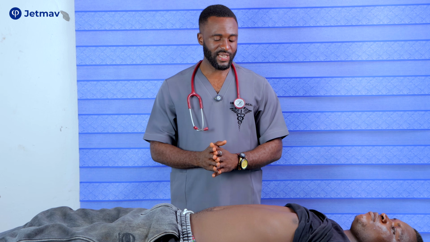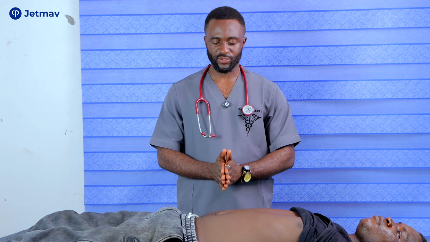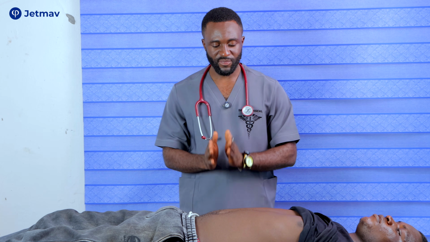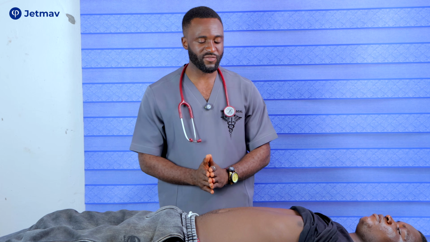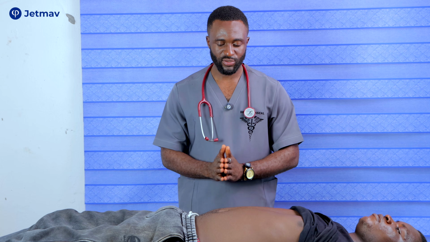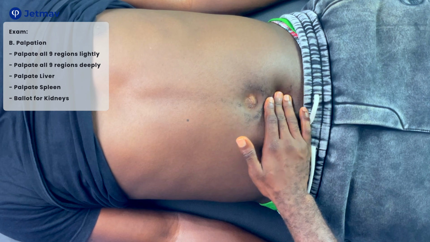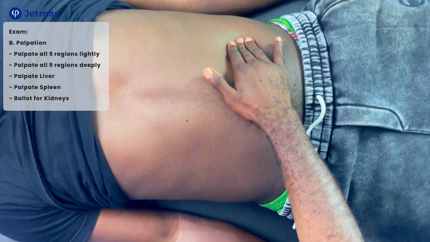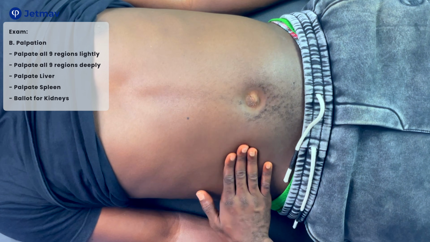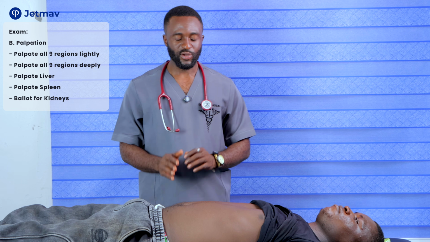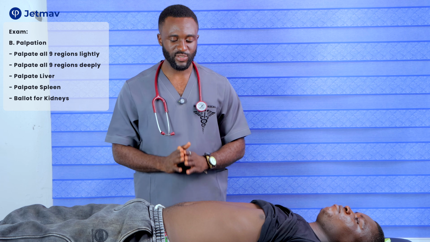Then the next aspect of this exam is palpation. You always ask your patient, are you feeling any pain anywhere? So if the patient is feeling pain, you start away from where the patient is feeling pain. But in this case, the patient is not feeling pain, so you can start anywhere and follow orderly. So you superficially palpate the 9 regions of the abdomen, eliciting for tenderness in these regions. So after the light palpation, you move over to the deep palpation.